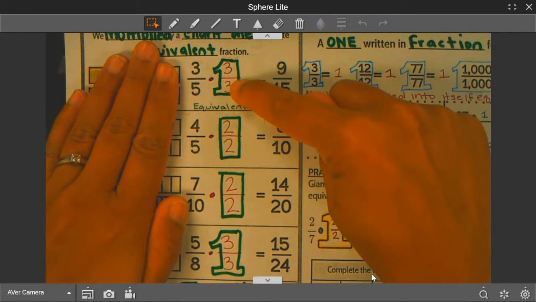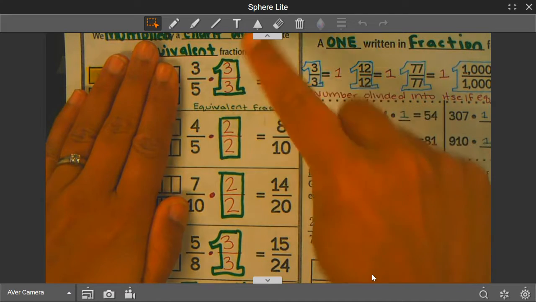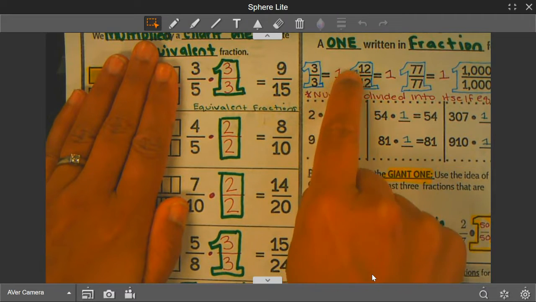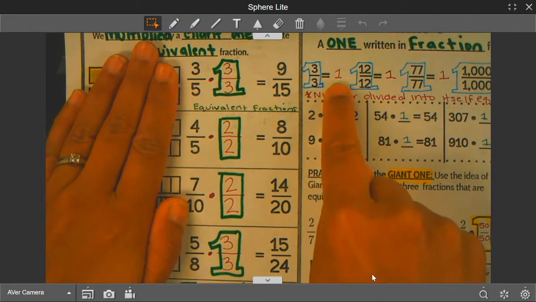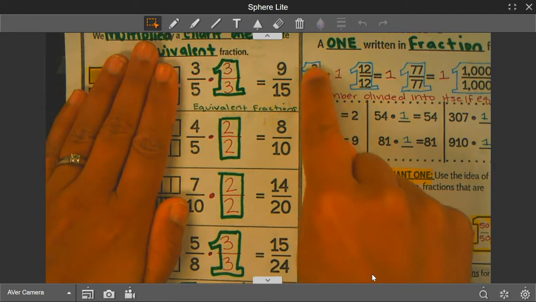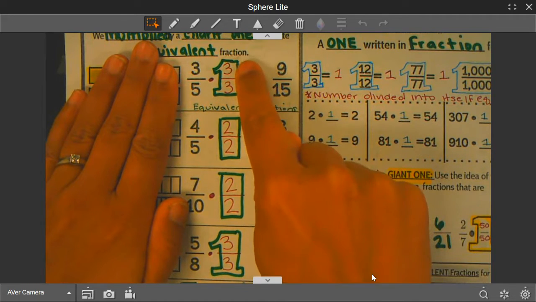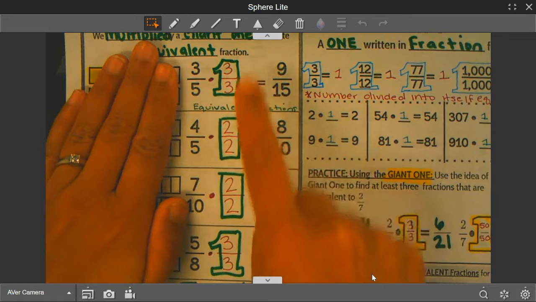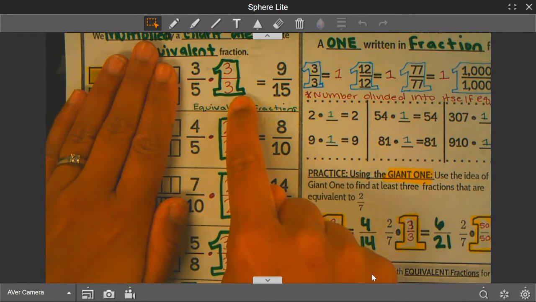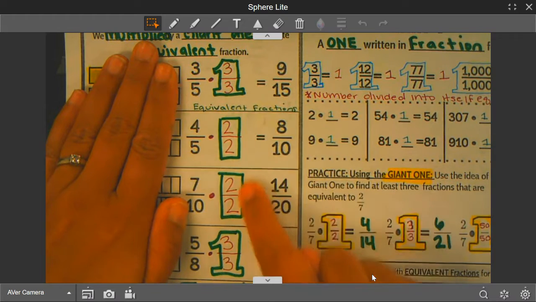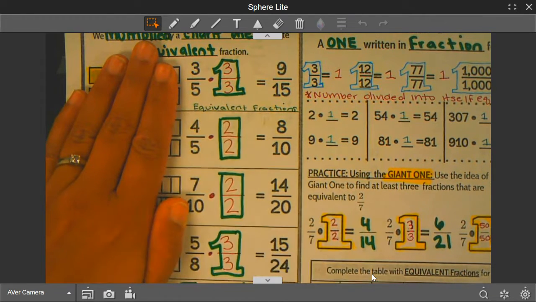And what this creates is a giant 1. Any number divided into itself equals 1. Normally we write our regular size 1 like this, but a fraction that has the same numerator and the same denominator creates a nice big giant 1. We can write a giant 1 in this form, or a big one like this. So yesterday we were introduced to giant 1s, and the math we noticed is that we multiplied by giant 1s to create our equivalent fractions.